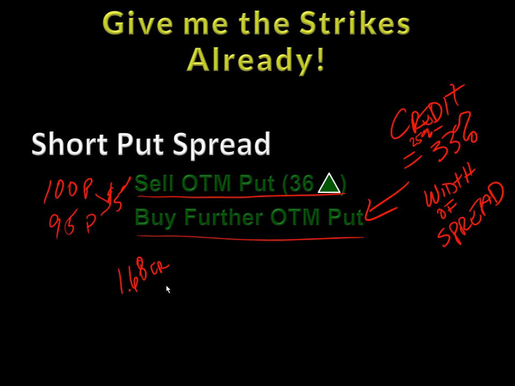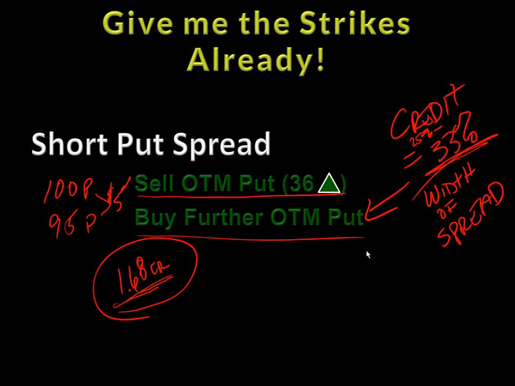That is right in line with that 33% the width of the spread, right? If it was $1 wide, it would be 33 cents. $5 wide, it's right around that $1.68-ish. So we would know that our reward would be that full $1.68. Our risk is that $1.68 minus the $5, right? So $3.32 is our risk on that. I got a little ahead of myself, but that's how we can figure that out relatively quickly: we want to make sure we are collecting at least 33% the width of the spread.